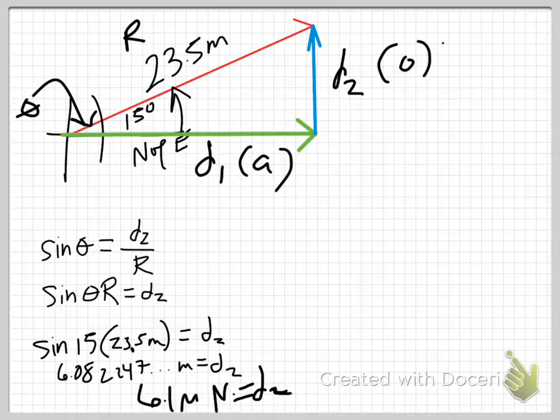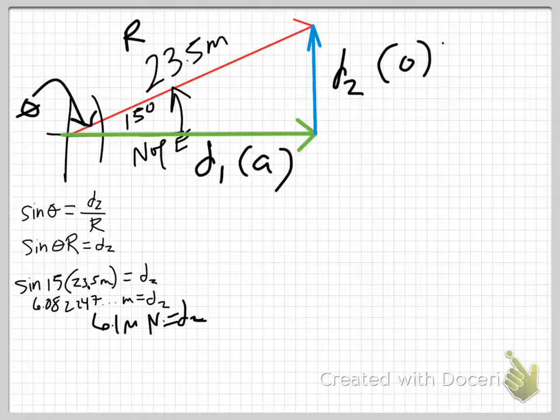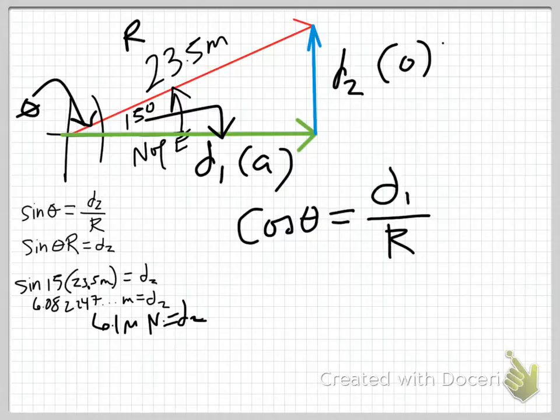If we want to know how far east we are, which function are we going to use to break apart the vector into its components? We only have three to choose from. We're going to use cosine, because displacement 1 is adjacent to the angle. So the cosine of theta is equal to D1 over the resultant. So cosine of theta times resultant is going to equal D1.